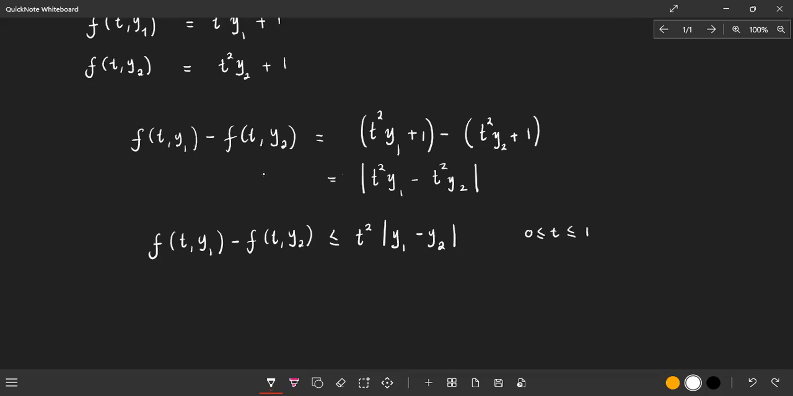So we need to pick the maximum value of t in this interval, right? If t is equal to 1, that's the maximum value of t. So 1 squared is just 1, times y1 minus y2. As we can see, the condition here is met because we're able to find the L, which is the Lipschitz constant. Our Lipschitz constant here is simply 1.